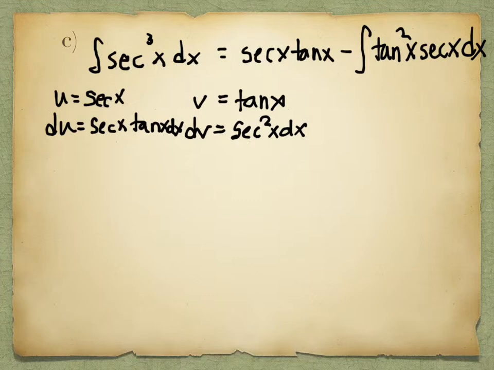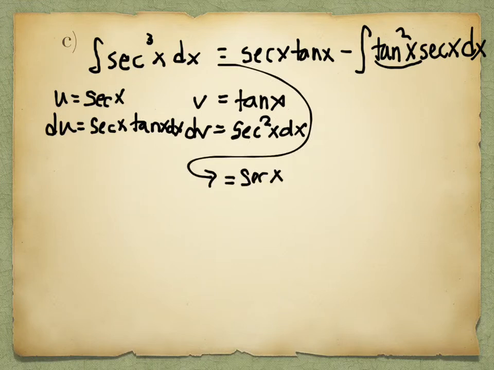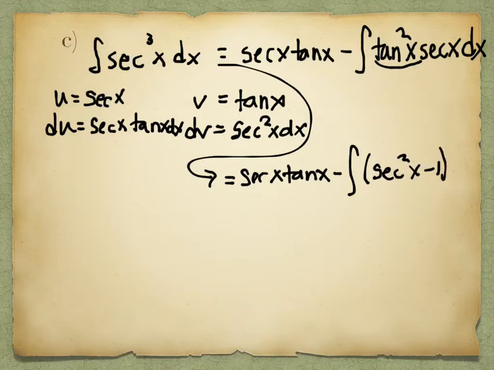Well, I'm going to use the Pythagorean theorem up here on the board, the one that I've been using at this point to convert things. And I'm going to turn this tangent squared back into secant squared. Okay? And you'll see why very quickly. So I want to take this tangent squared and replace it with secant squared. So right now I have secant x tangent x minus the integral. And tangent squared is secant squared of x minus 1, and then times the secant of x dx.